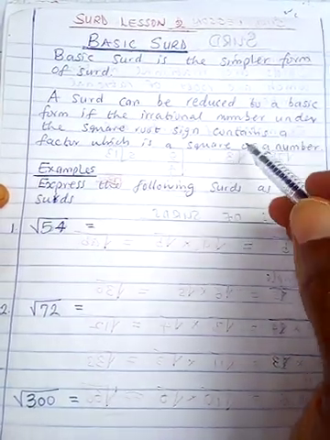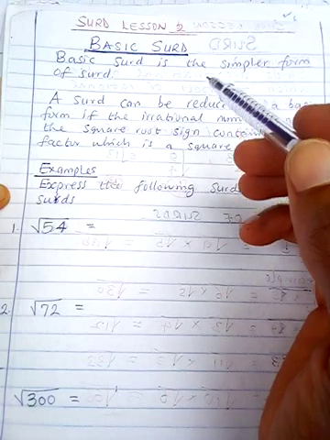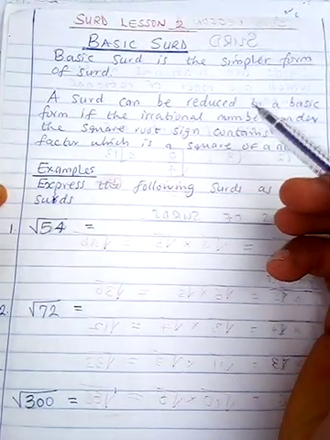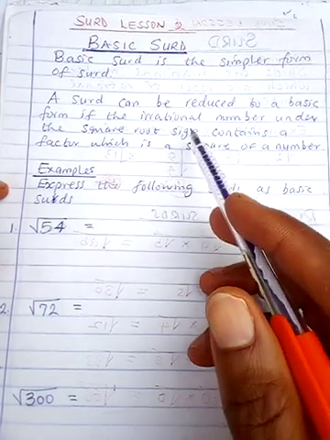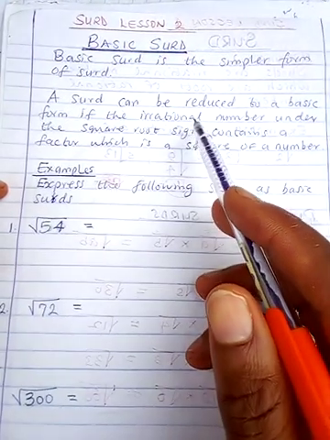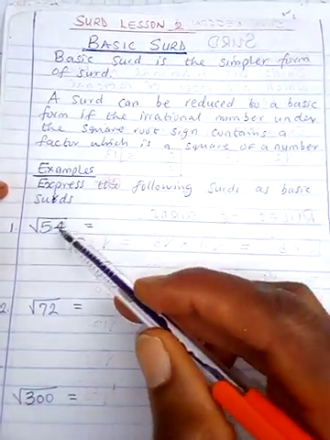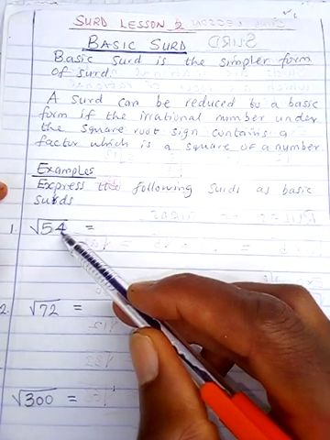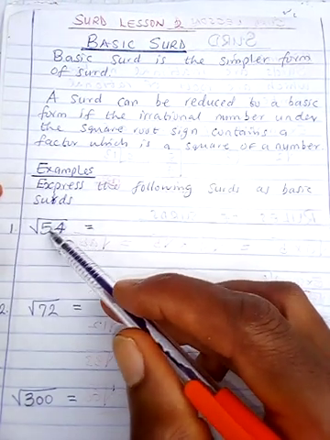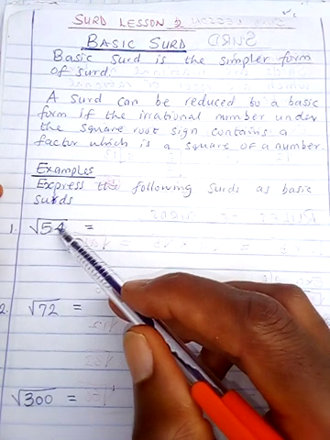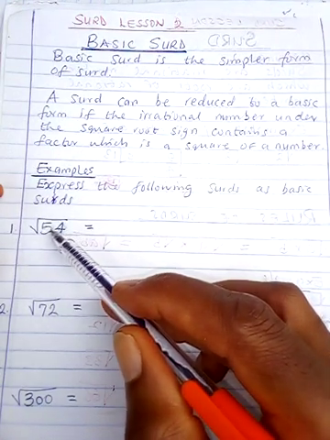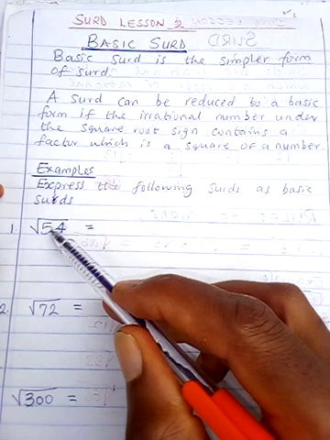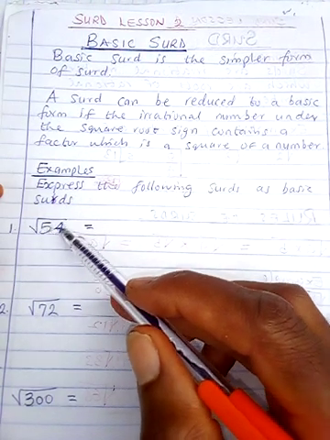So this basically deals with simplifying a complex surd into a simpler surd. I'm going to do that in the following example. This kind of simplification is possible if the number under the square root, like here we have 54, has a factor that is a perfect square. For example, what are the factors of 54?